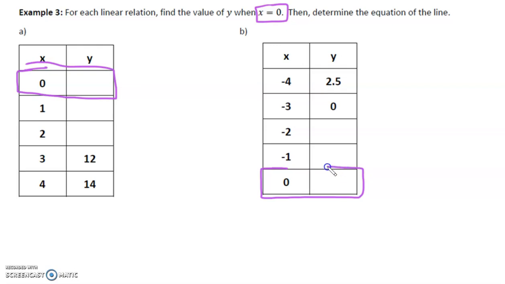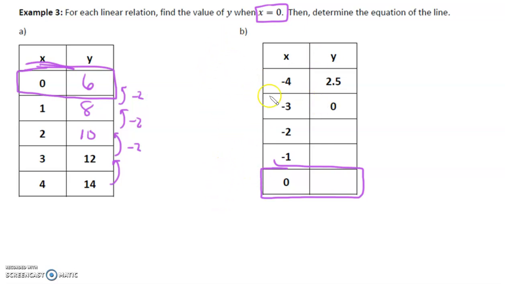Whenever you're looking at a table of values, you can always identify the y-intercept. It's when x equals 0, if it's included in the table of values. If not, we can always pattern. The x's are going up by 1, so that's fine. We can pattern. 14 to 12, we're going down by 2. 12 would go to 10, because we're subtracting 2. 10 would go to 8, and then 8 would go to 6.